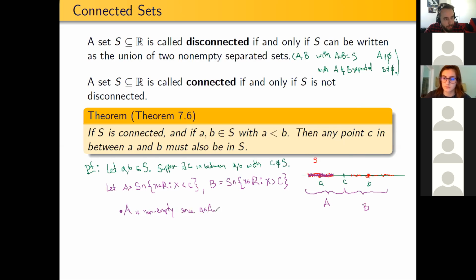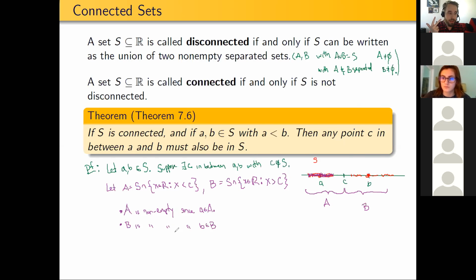Right? It might have other points in it too. The way I've drawn it, it has all these other points in there as well, but it at least has that one point, and so it definitely is not empty. Similarly, we know that B is non-empty since lowercase b is in capital B. Same reason. Element b is to the right of C, and it is definitely in S. So A is not empty, B is not empty.